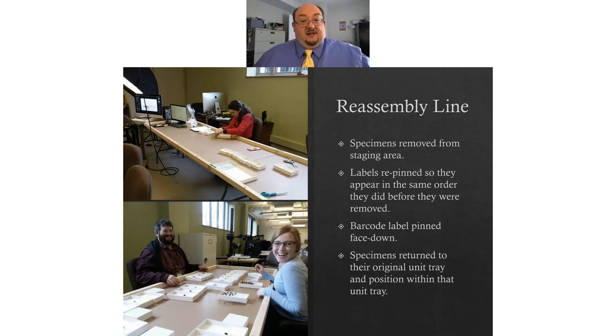And here's that reassembly line. So specimens have to be then removed, the labels repinned. The barcode in our case is usually pinned face down. And then the specimens are returned to the tray in the exact same position that they started in. And the key to this is doing this very much like an assembly line. So nobody was doing everything, but everybody did a little bit as they went along. So Hester was moving people around to different jobs so that they wouldn't get burned out and we wouldn't have carpal tunnel. But it was really important that everybody did one thing as the specimens were coming by, and that increased efficiency.